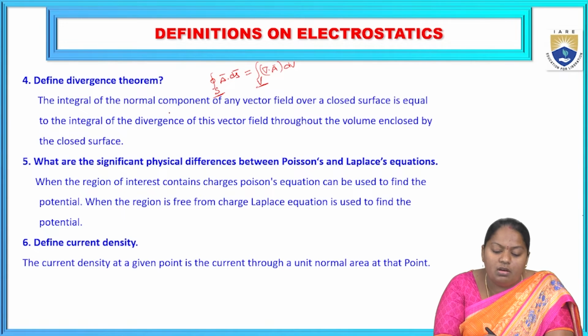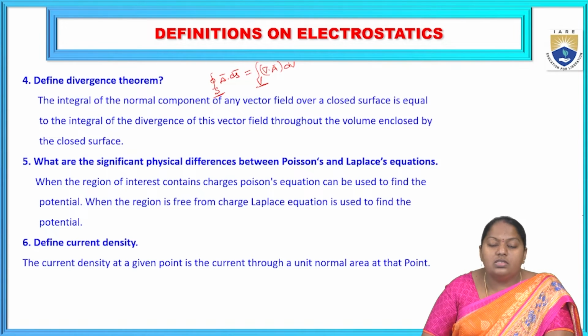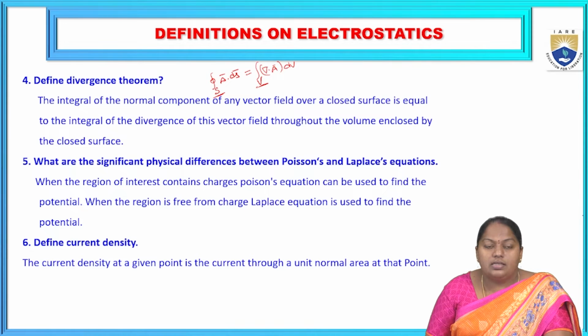So the integral of the normal component of any vector field over a closed surface is equal to the integral of the divergence of this vector field throughout the volume enclosed by that closed surface. So if you evaluate this closed surface integral, then it becomes a volume integral. Based upon this divergence theorem, it gives the relationship between surface and volume integrals.